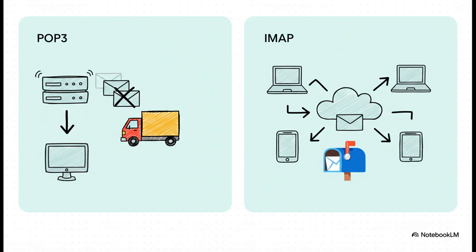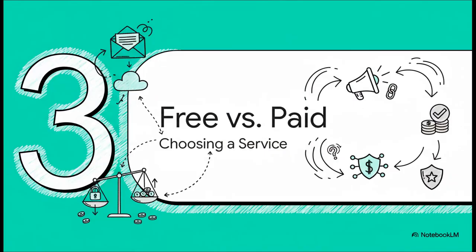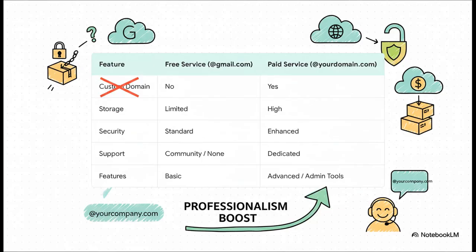That's why an email you read on your phone also shows up as read on your computer. So now that we understand the how, let's talk about the what, the different kinds of email services you can actually use. The biggest split here is between free and paid options, and believe me, they each come with their own set of trade-offs. This chart breaks it down pretty clearly.